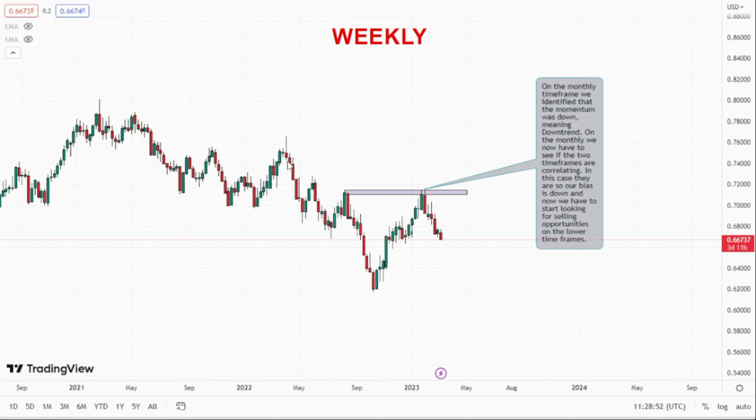So you can see price on the weekly time frame is still making lower highs. We've got a lower high here, a lower high here, a lower high here, and price has made a lower high here. We're expecting price to reach down here at 0.6200. So on our lower time frames, we only look for selling opportunities. We only look for areas where we can sell on our lower highs.